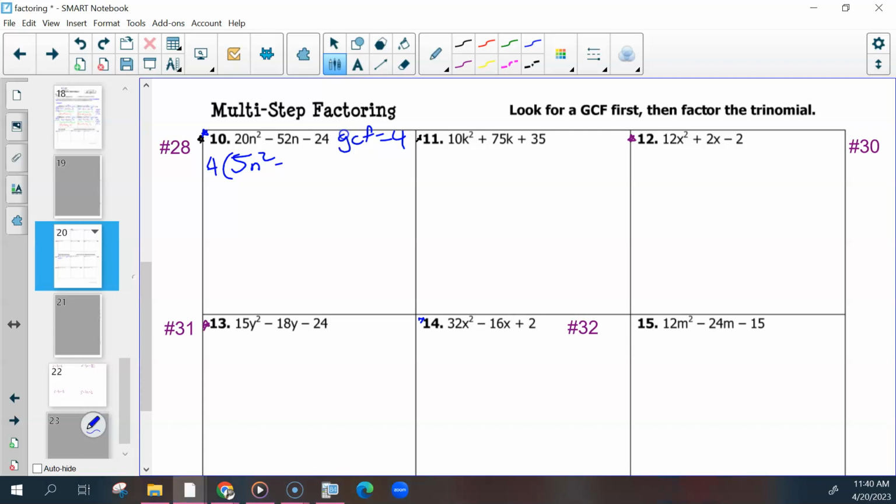Double check that one. What would that middle one be? Anyway. And then minus 6.